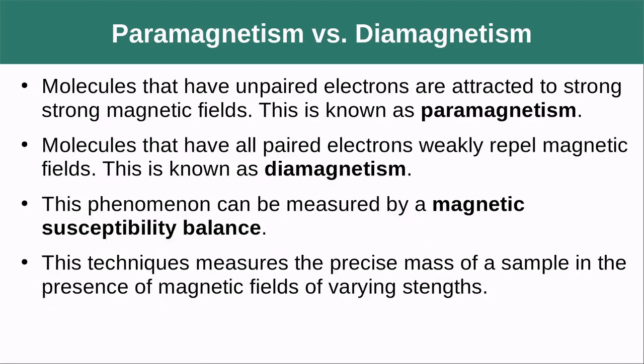So first, the magnetic properties. Molecules that have unpaired electrons are attracted to strong magnetic fields. This is known as paramagnetism. Molecules that have all paired electrons weakly repel magnetic fields. This is known as diamagnetism. This phenomenon can be measured by a magnetic susceptibility balance. This technique measures the precise mass of a sample in the presence of magnetic fields of varying strengths.